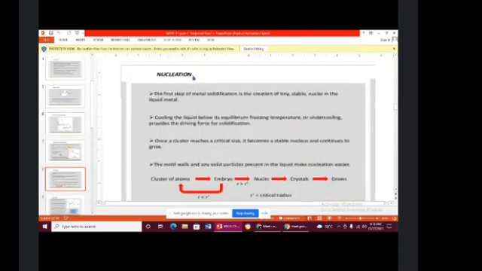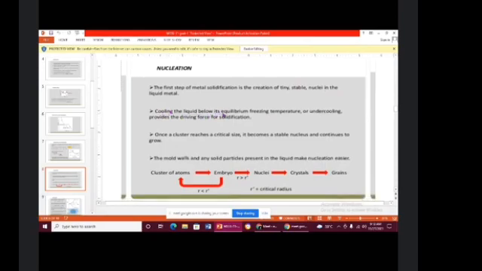So this is the nucleation. The first step of metal solidification is the creation of tiny, stable nuclei in the liquid metal. Cooling the liquid below its equilibrium freezing temperature, or undercooling, provides the driving force for solidification. Once a cluster reaches the critical size, it becomes a stable nucleus and continues to grow. The mold walls and the solid particles present in the liquid make nucleation easier.